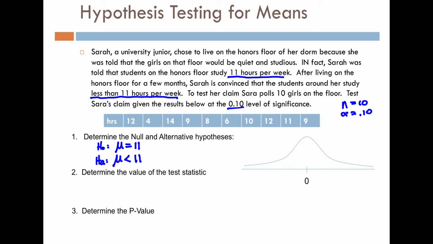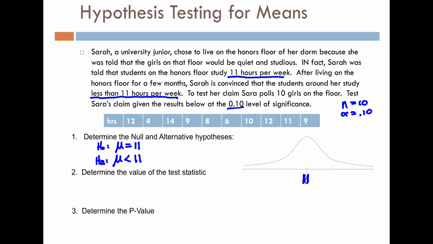Now, some books say your null and your alternative need to be opposites of each other. So if this is less than, it should be greater than or equal to in the null. But we're going to keep it at just equal to. It's best to just say, this is what we think is the center of the universe. And then we'll test to see whether that center might have shifted.